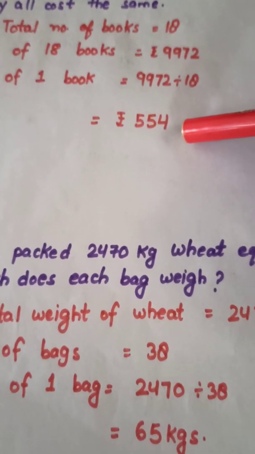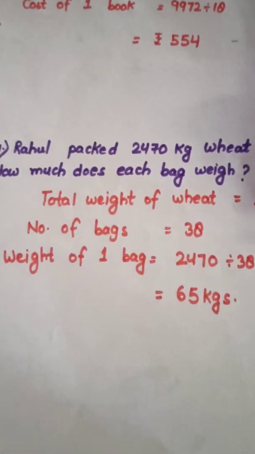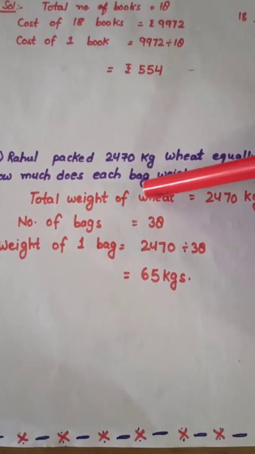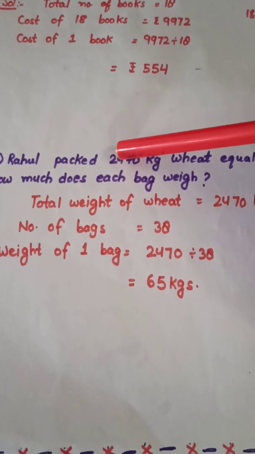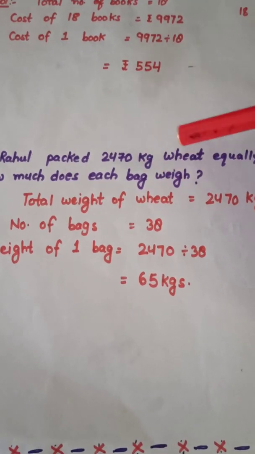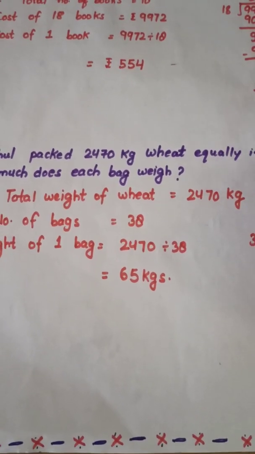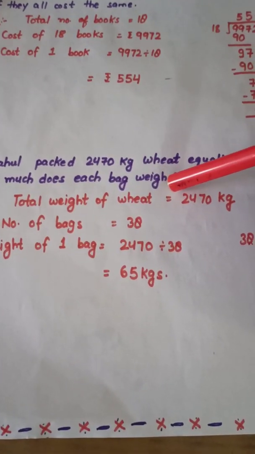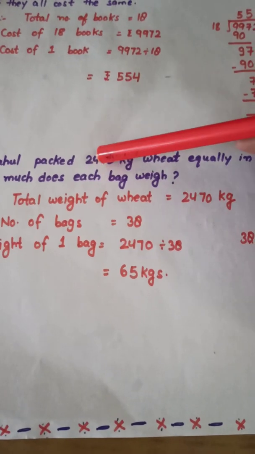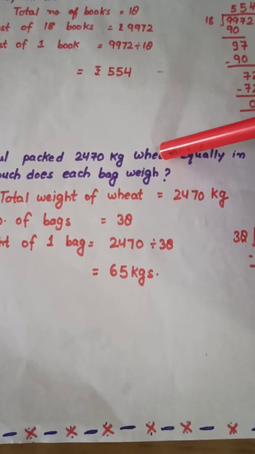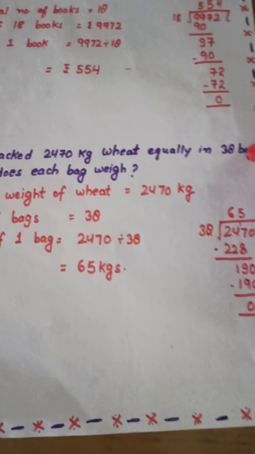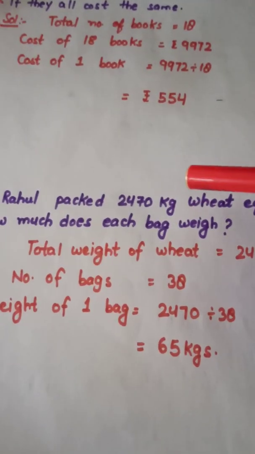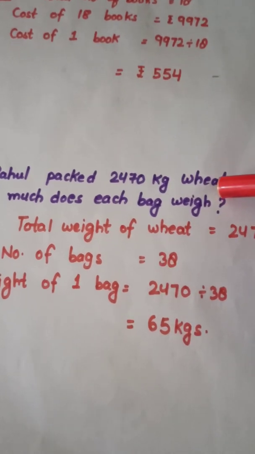554. Okay, now let us move on to question number 4, and the question says Rahul packed 2470 kgs wheat equally in 38 bags. How much does each bag weigh? It means this much quantity of wheat Rahul has packed in 38 bags. Okay, now we have to tell that in one bag how much wheat was there.